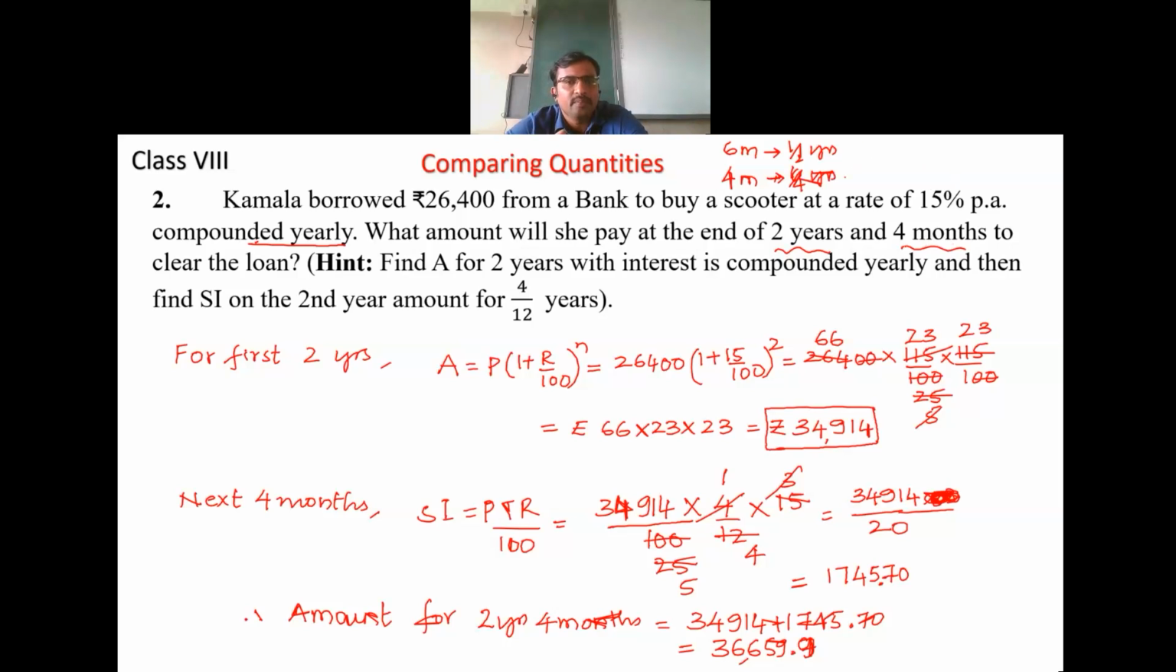Sir, how 1/3, sir? No, 1/3? 3 months. Quarterly is 3 months. So we cannot use this formula, sir. We cannot use the old formula.